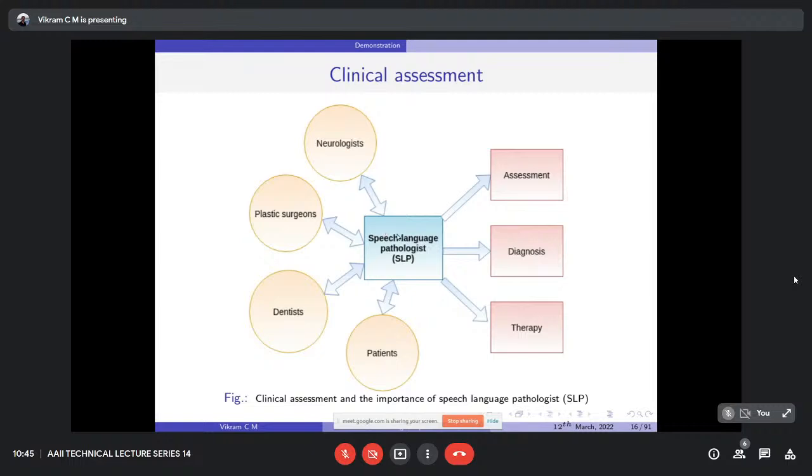Say how is speech assessed in the clinic? Clinically, the speech language pathologist is an important person who can interact with the neurologist, plastic surgeons, dentist, and also with the patient, and can give different techniques for the assessment of speech disorders, and can diagnose the different speech disorders, and also provide therapy, that means how we can improve the speech.